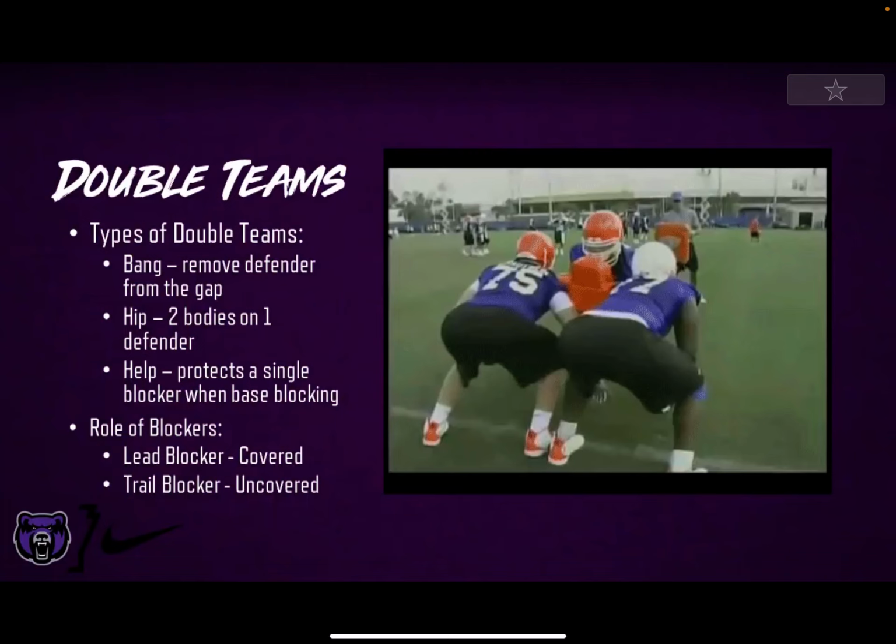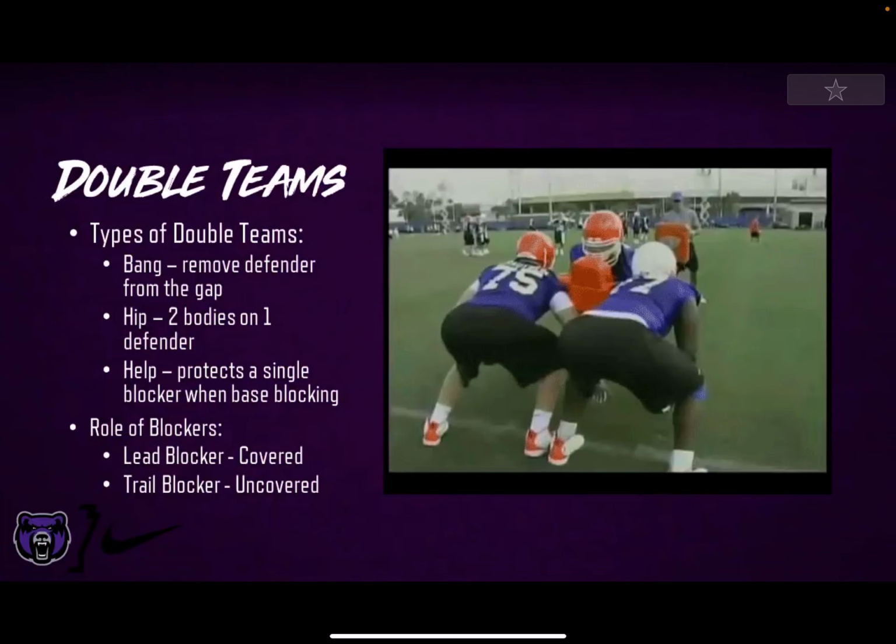And then there's a help double team where it's really just a base block. It's a one-on-one block, but he knows that he can be more aggressive because there's another man coming in case that guy moved and came over the top of him. What are the roles of blockers in that? Really, and this is talking about a help type situation, help double team. There's a lead blocker, which is the man that's covered, which means the defender's lined up somewhere inside of his shoulders. And then there's the trail blocker, which is the uncovered man. He's the guy giving help to the lead blocker.